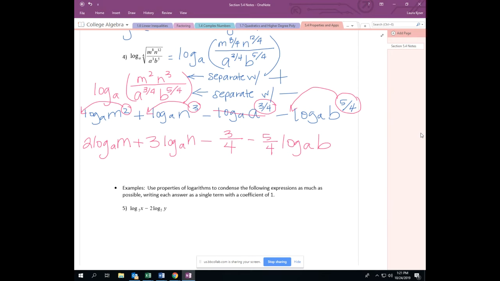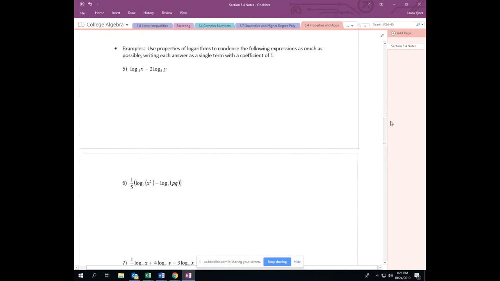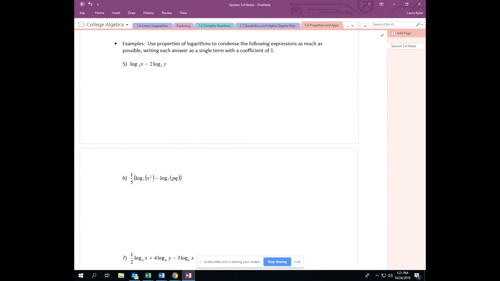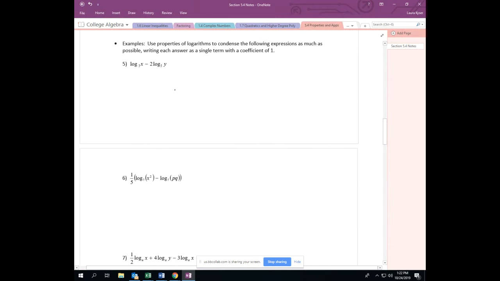Now that's writing in expanded form and expanding these things out. In the next little set, instead of expanding things, we want to take things and smush them together. This is going to be helpful when we go to solve log equations, because when we solve logarithm equations, we want to make sure each side of our equation is in simplest form, and sometimes that's going to involve smashing some stuff together. So this time we're kind of working our way backwards.